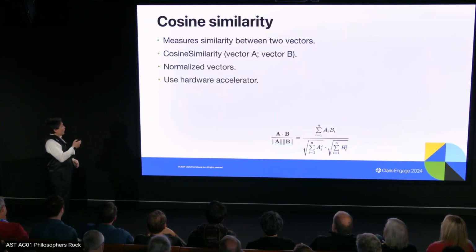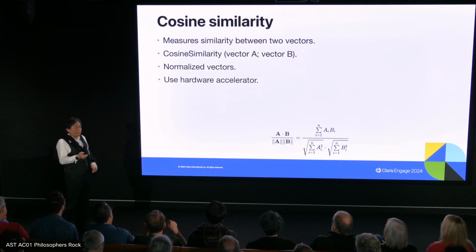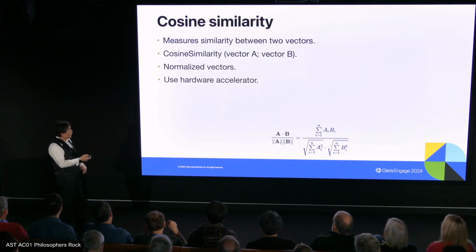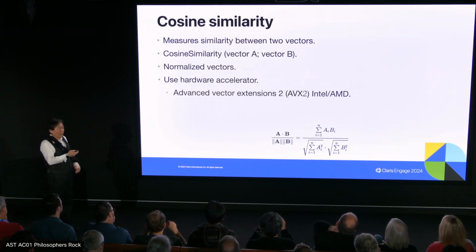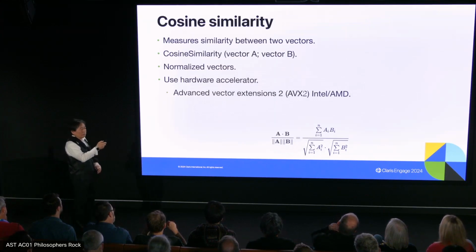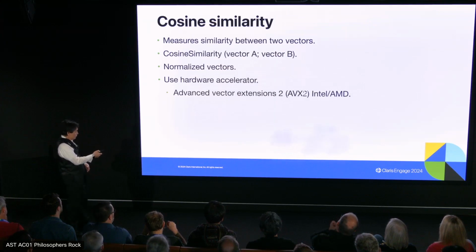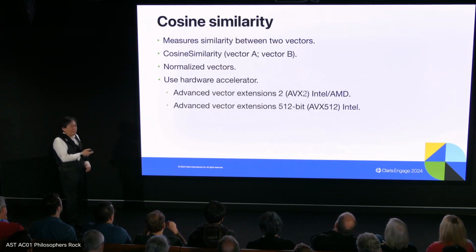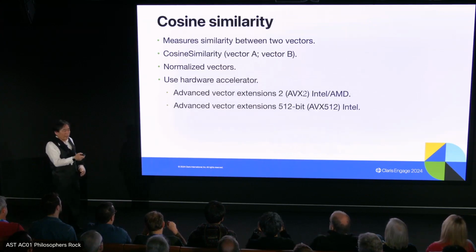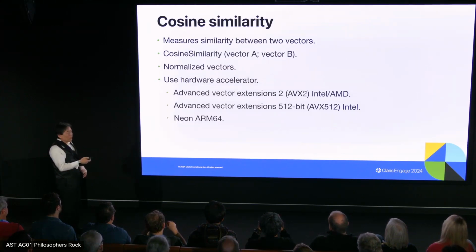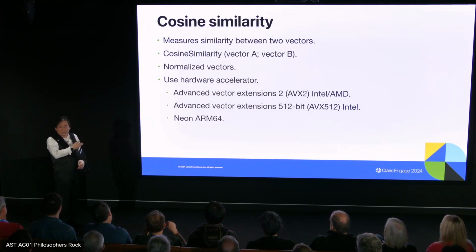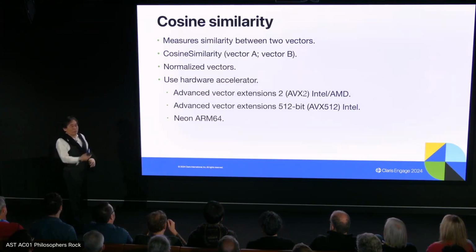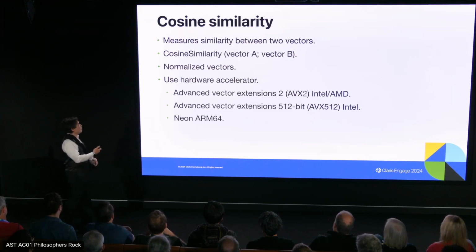So for that, we try to use a hardware accelerator if your computer device has one. For example, if you have AVX2 from Intel or AMD, we will try to use AVX2. If you have AVX512 from Intel, we will try to use AVX512. And if you use ARM64 with Neon, we will try to use Neon. If you don't have these, don't worry, it still works, just slower. But once you upgrade, it will be faster.